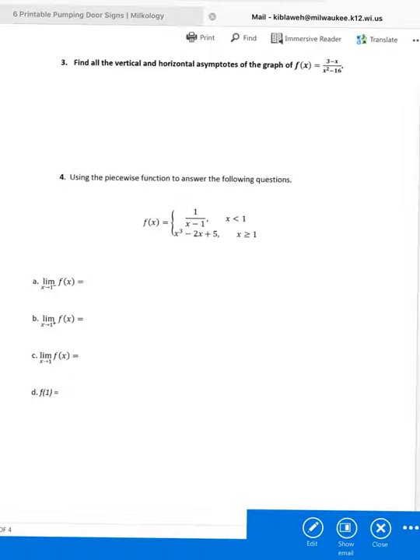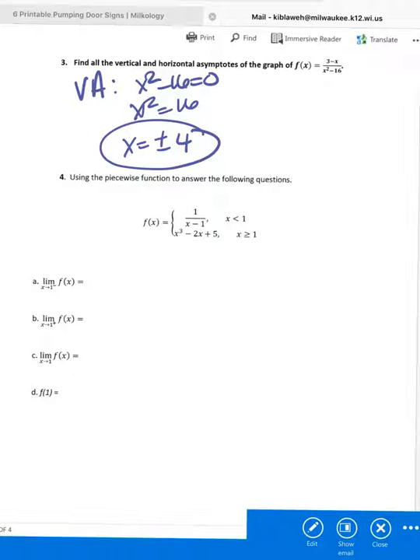Number 3, find the vertical and horizontal asymptotes of the graph. All right, so first off, for the vertical asymptote, you take the denominator and set it equal to 0. So you're just going to do x squared minus 16 equals 0. Add 16, x squared equals 16. Take the square root. When you take the square root, you need to remember it is a positive and a negative, so there are actually 2 vertical asymptotes there, one at positive 4, one at negative 4.